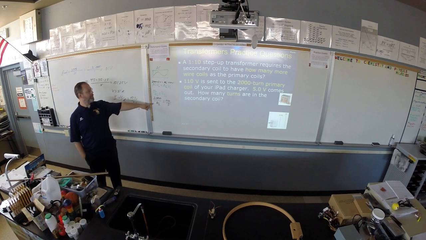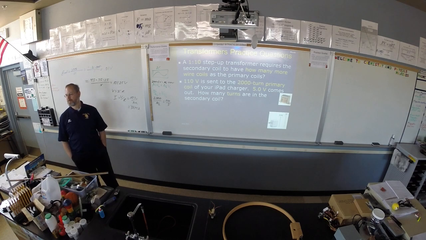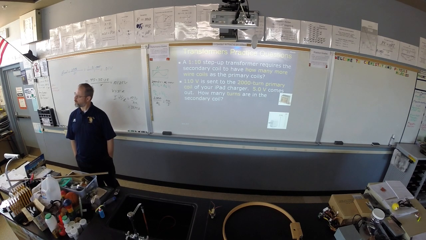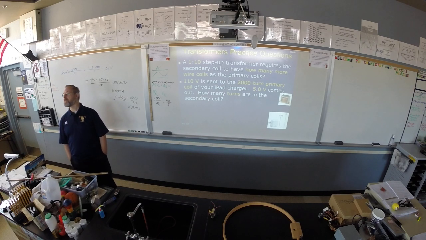I kind of like that way better. It makes more sense to me. Cross multiply. 90? 0.9 of the coil? 91 coils? Yeah, 91 coils.